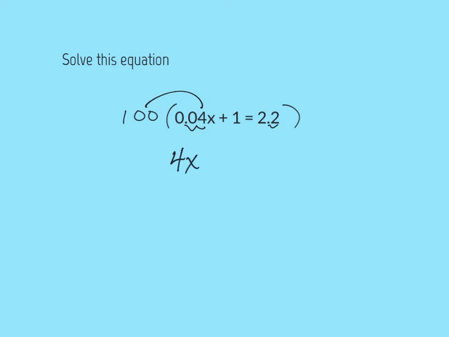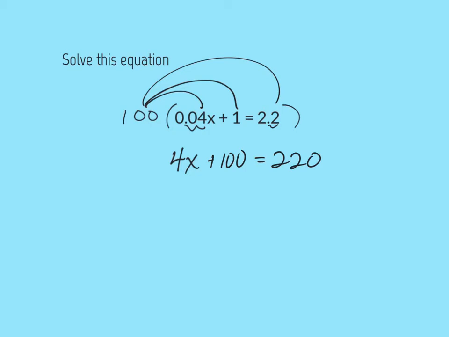4x. Well, in order to keep my equation equivalent, I now have to multiply 100 times the 1, so that would be 100. But I'm also going to multiply it by this 2.2, or 2 2/10 at the end, to keep my equation equivalent. So if I multiply 100 by 2 2/10, I'm going to get 220. Well, now I don't have any decimals and I can solve, and I'm going to get to the same answer.